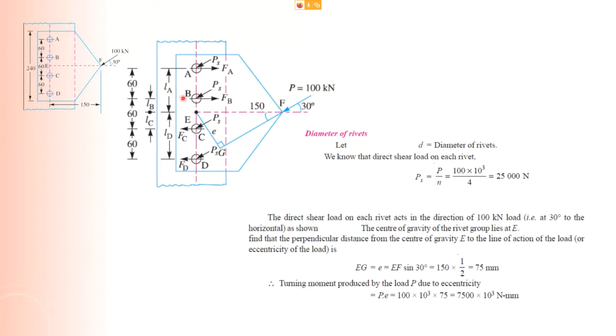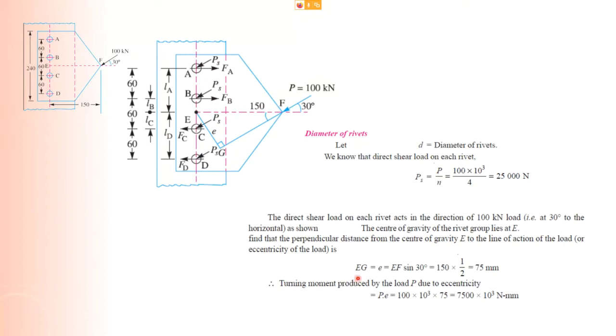So you have to know how much is LA, LB, LC, and LD. Your LA should be 90. Your LB should be 30. Your LC should be 30. And your LD should be 90.